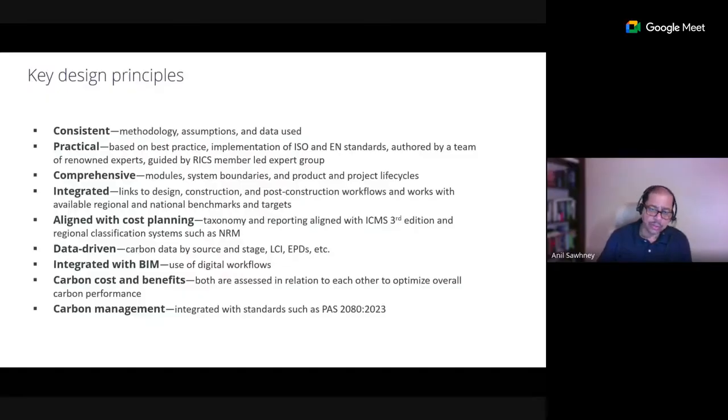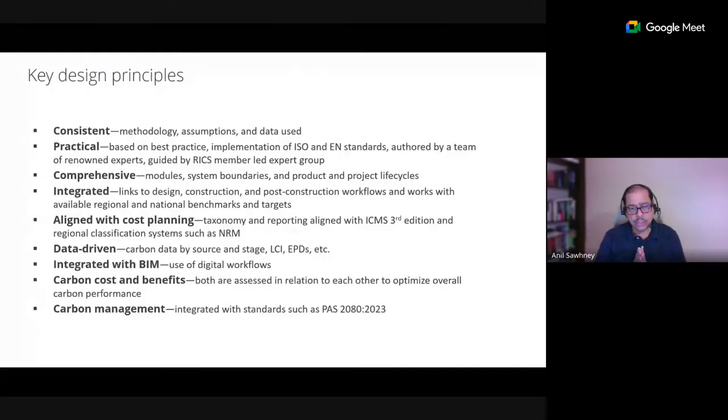It's aligned to cost planning. So through the connection of this standard to this other standard called ICMS and to our own RICS standard called New Rules of Measurement or NRM, the assessments can be combined with cost planning also. It's data driven, so we guide you at every stage, every calculation, on what kind of data source would work best for that stage. It's integrated with BIM, so you can use digital workflows for your calculations also. Carbon costs and benefits, this is very crucial.